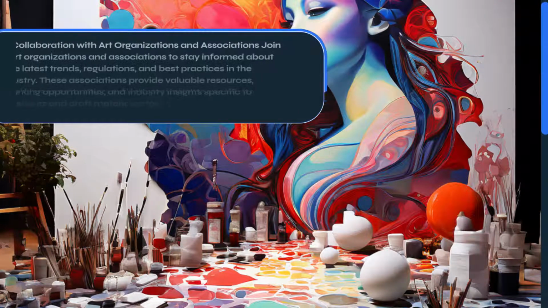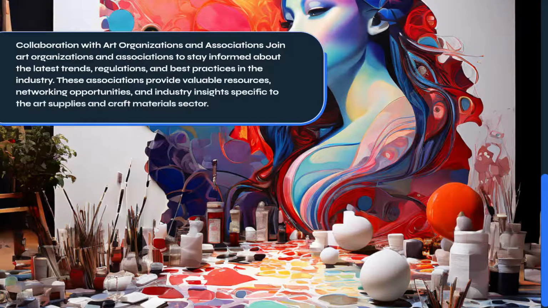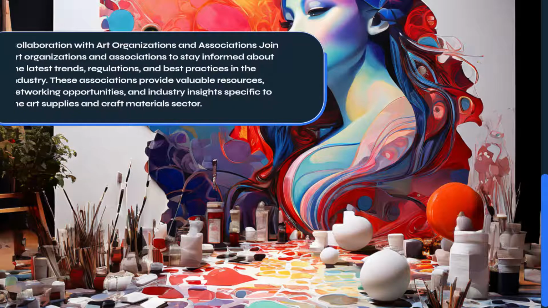Collaboration with art organizations and associations. Join art organizations and associations to stay informed about the latest trends, regulations, and best practices in the industry. These associations provide valuable resources, networking opportunities, and industry insights specific to the art supplies and craft materials sector.